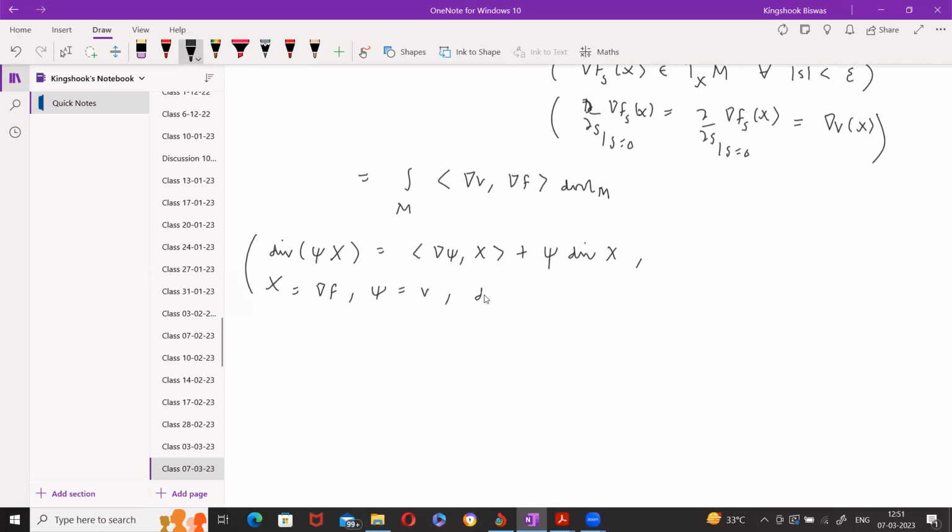Then what do I get? I get that the divergence of V grad F is equal to the inner product grad V, grad F, plus V divergence of grad F. What is the divergence of grad F? Laplacian, right? So I get this formula. I substitute this above, so this becomes the integral over M of divergence of V grad F minus V Laplacian F d vol.